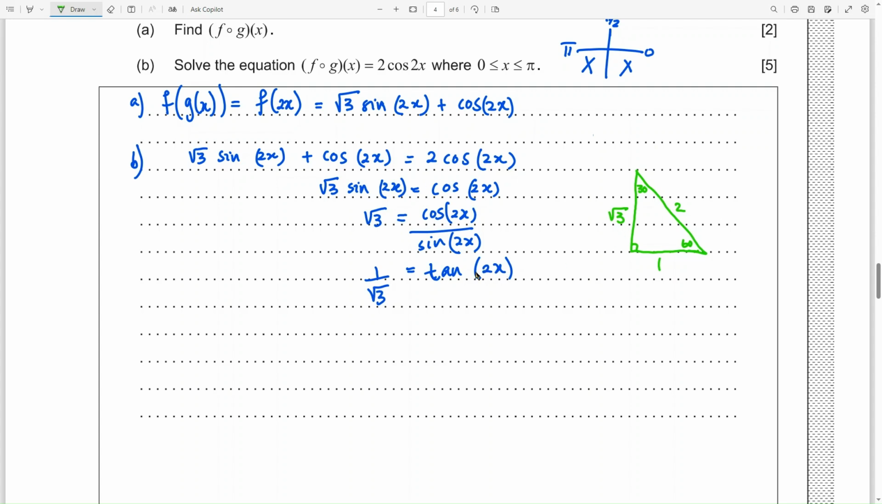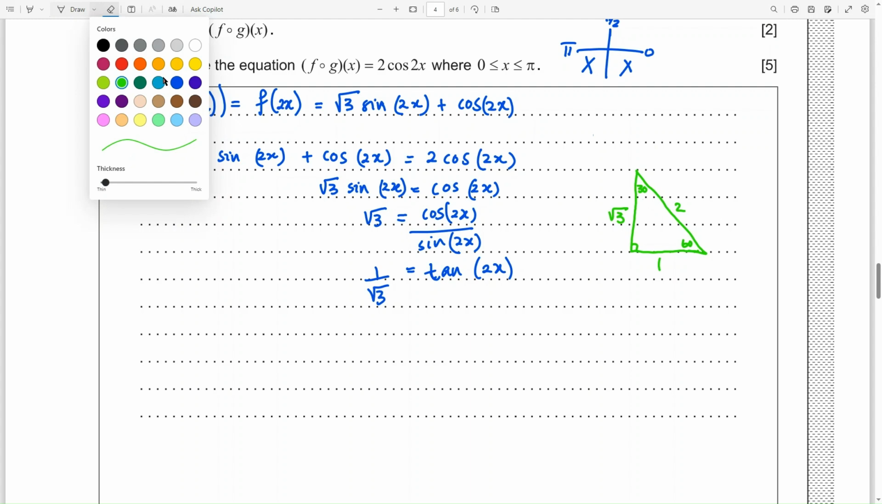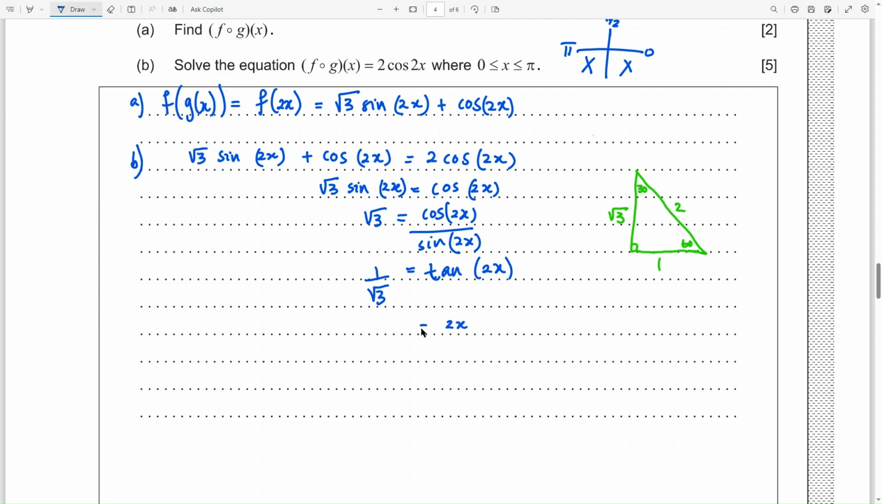So how do you get opposite over adjacent giving you 1 over root 3? Oh, opposite over adjacent. Yeah, it's 30 degrees. The 30-degree angle does that. So tan 30 is equal to 1 over root 3, which means we're going to equate 2x to 30 degrees. We're working in radians. 30 degrees is pi over 6.